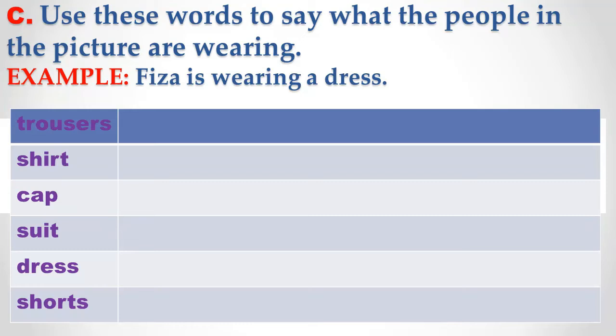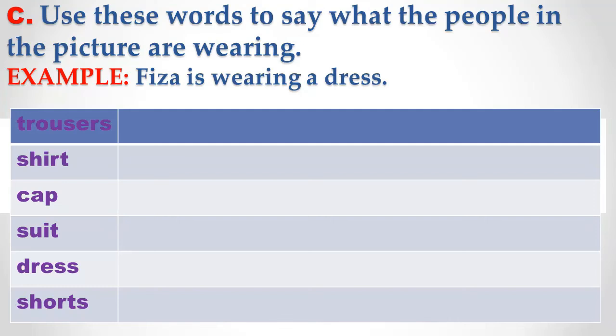The next one is shirt. Who is wearing a shirt? Yes, Sara is wearing a shirt. And the third one is cap. Who is wearing a cap? Look at the picture and tell me who is wearing the cap. Yes, good. Ali is wearing a cap. The fourth one is Fiza's father, and he is wearing a suit.